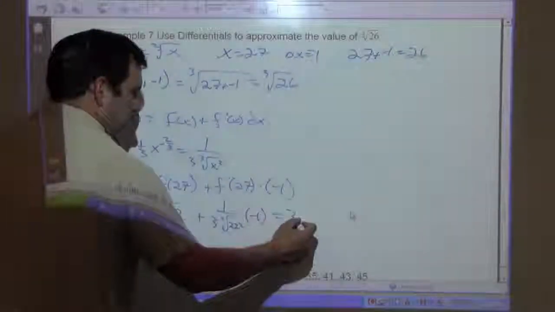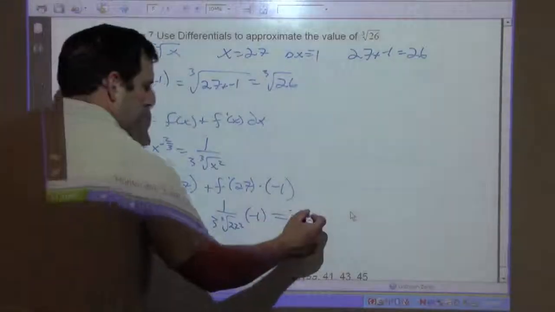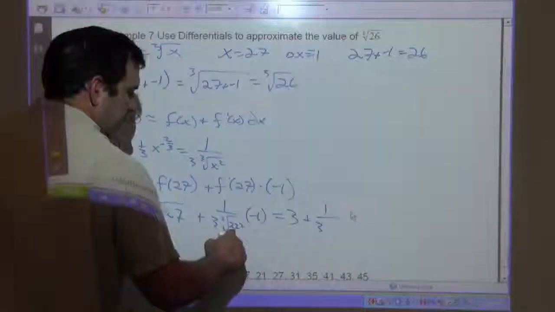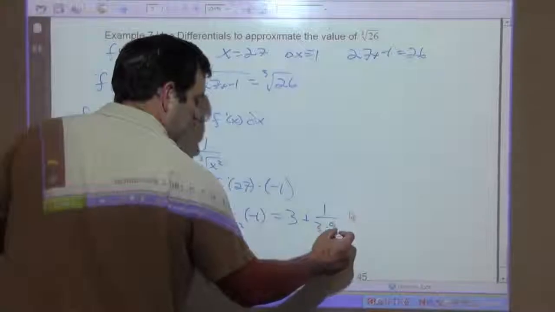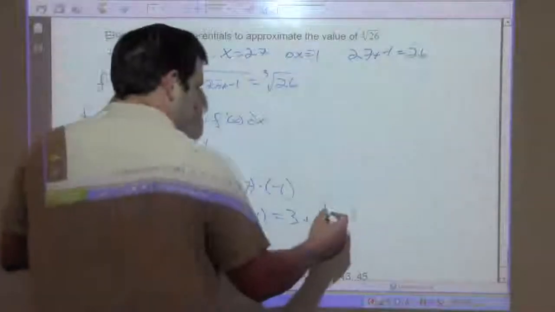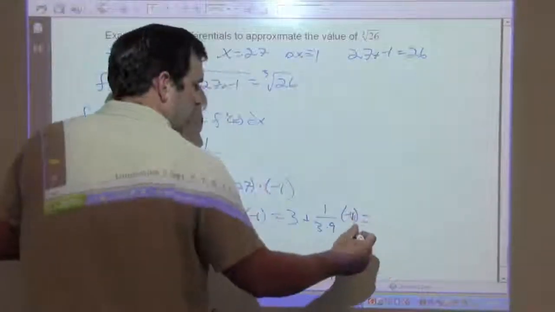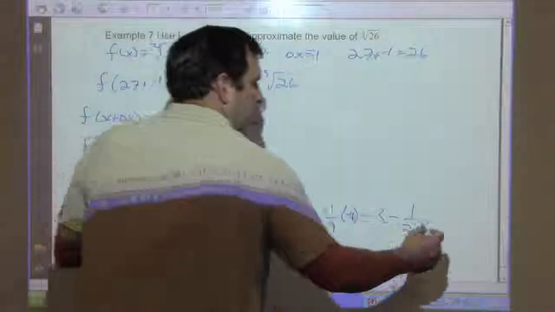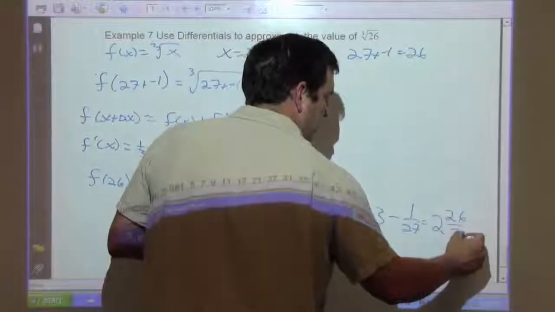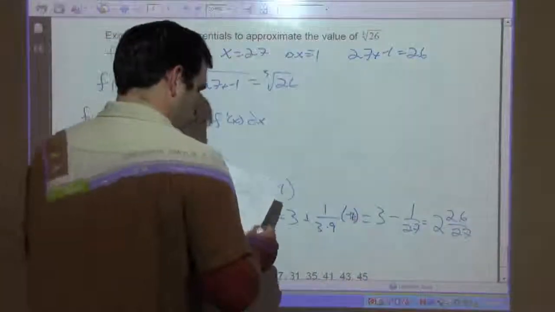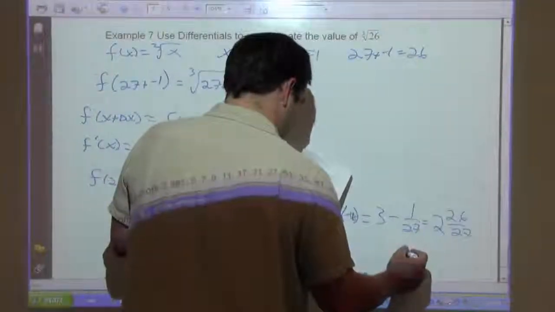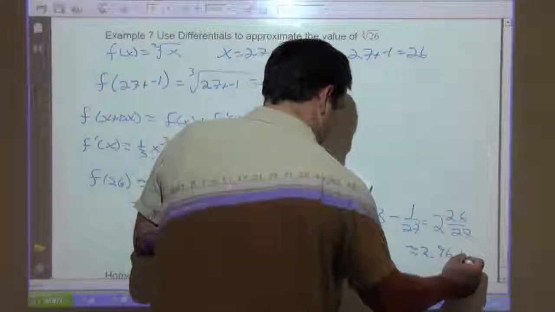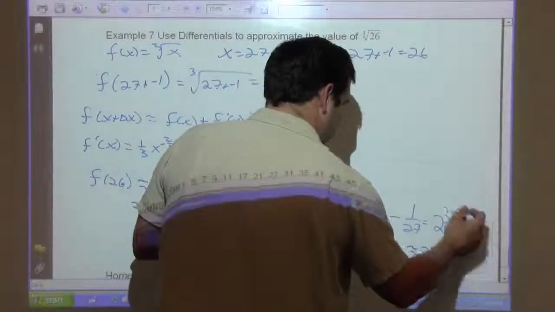The cube root of 27 is 3, plus 1 over 3 times what? The cube root of 27 is 3, 3 squared is 9, so times 9, times negative 1. So that's going to be 3 minus 1/27, and that's going to be 2 and 26/27. And that's approximately 2.962963.